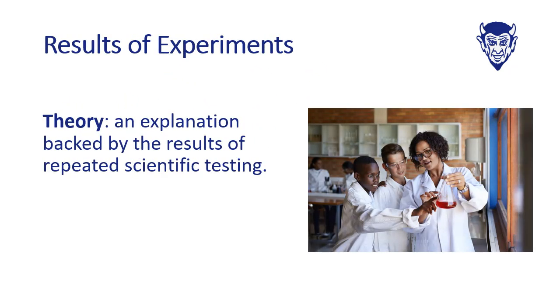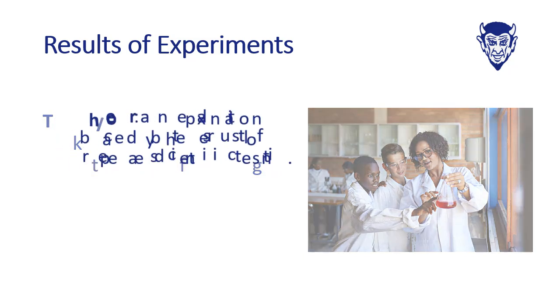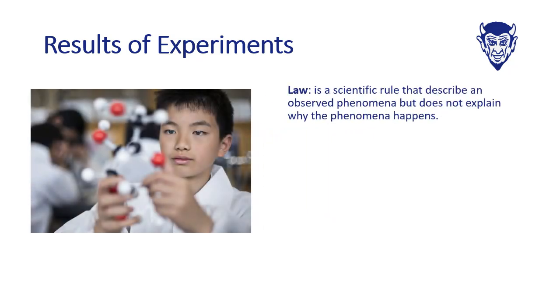If the experiment is conducted repeatedly by different scientists who all come to the same conclusion, the finding can become a scientific theory. A scientific theory is an explanation backed by the results of repeated scientific testing. Theories change over time as we gather more information and develop better technology. Theories explain, whereas a law is a scientific rule that describes a phenomena but does not explain why the phenomena happens. Theory and law are not interchangeable. Theories change, laws do not.